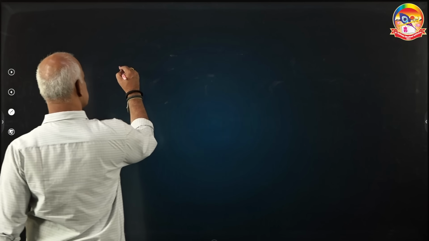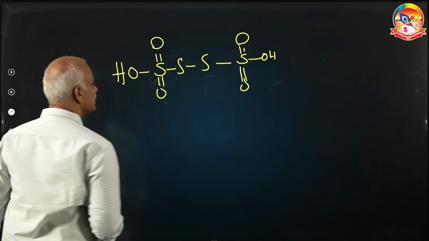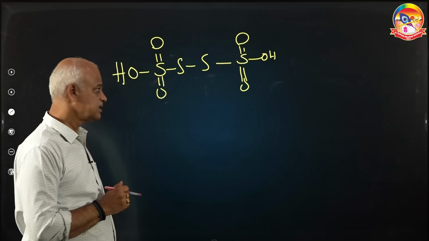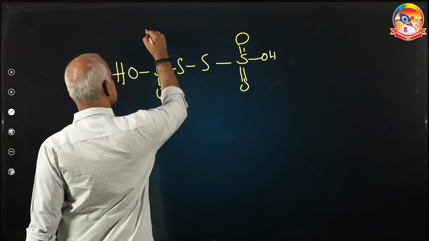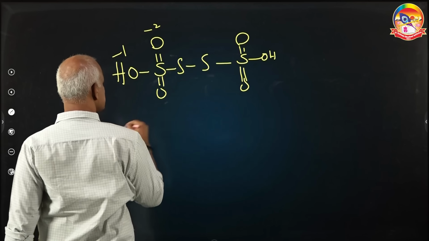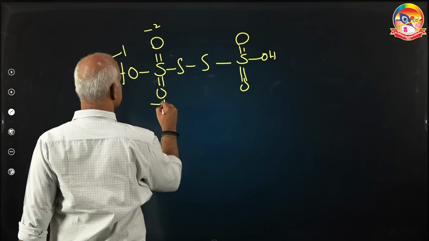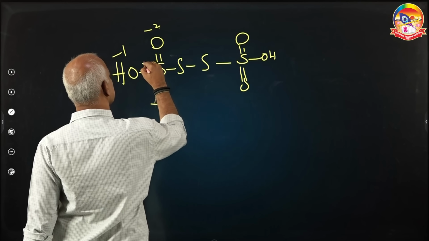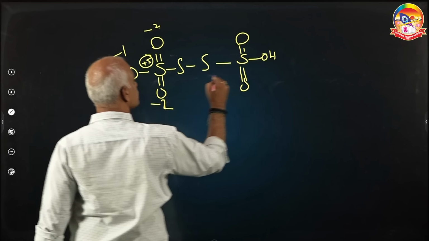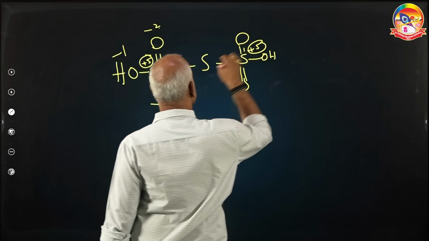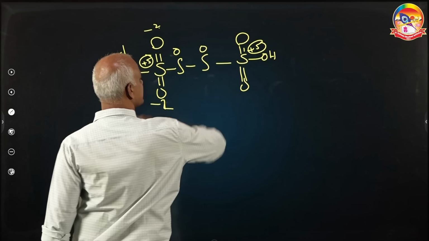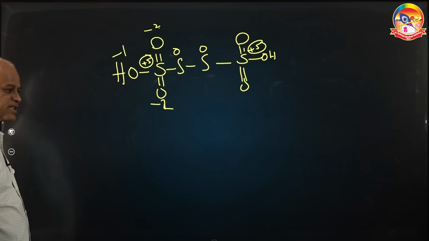Let us say this is called tetrathionic acid. In this case, the oxidation states are -2, -1, -1, -2, sorry. So -2, -1, -2. So it will be +5. Here also +5. This sulfur on both sides is 0. This sulfur on both sides is 0. This is one textbook example.